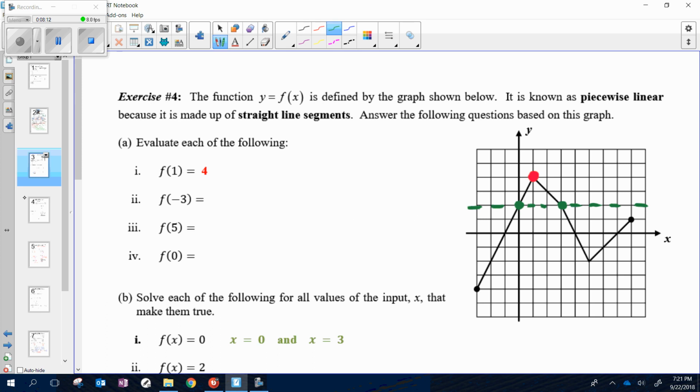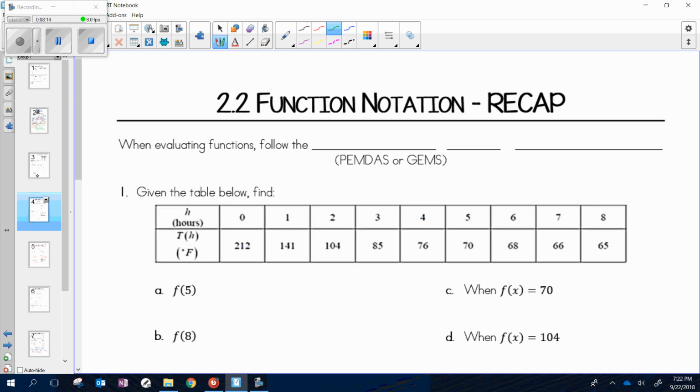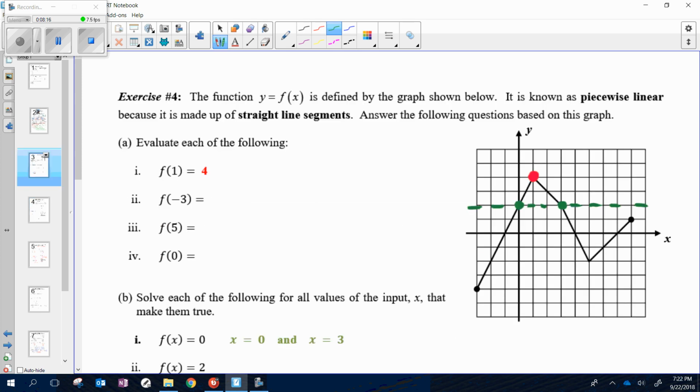On to the next page. Exercise 4. The function is defined in the graph below. It's a piecewise linear because it's made up of straight line segments. So line, then a different line, then a different line, then a different line. It gave me 0 right here, 1, 2, 3 goes that way, 1, 2, 3, 4. We're going to ask some questions now.